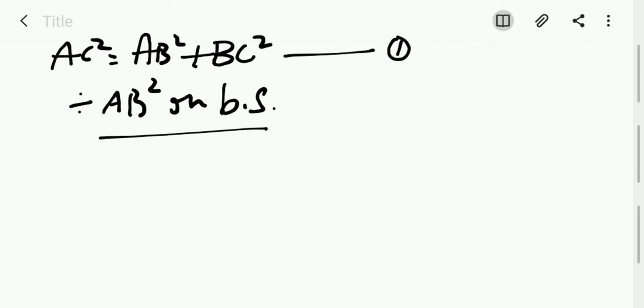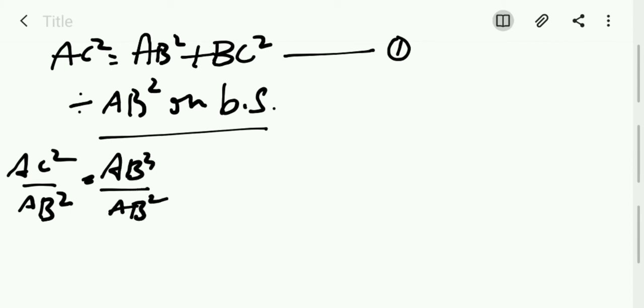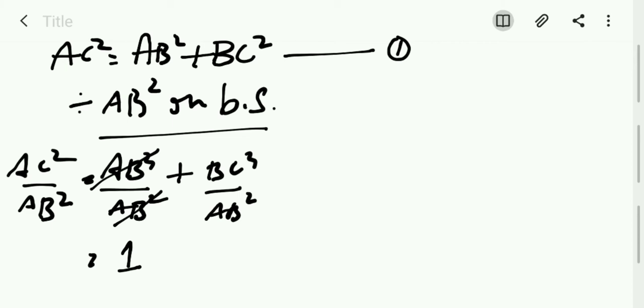Now what is going to happen, guys? AC square by AB square is equal to AB square by AB square plus BC square by AB square. This cancels out and will become 1. Now what is AC square by AB square? I'll just draw a rough triangle here, this was our C, this was our A and B, correct? Now what is AC by AB?